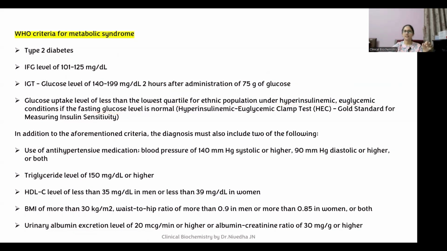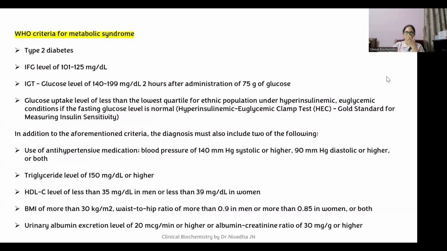There is something called the hyperinsulinemic euglycemic clamp test, which is considered the gold standard for measuring insulin sensitivity. We'll be seeing that in the further slides. You are giving insulin IV, and you are giving glucose IV, then you are checking the ratio of insulin that is necessary to maintain euglycemia in the patient. Whenever there is insulin resistance, you would require more and more insulin to develop this euglycemic level. But if the patient is insulin sensitive, you would require only an adequate amount of insulin to maintain euglycemia.